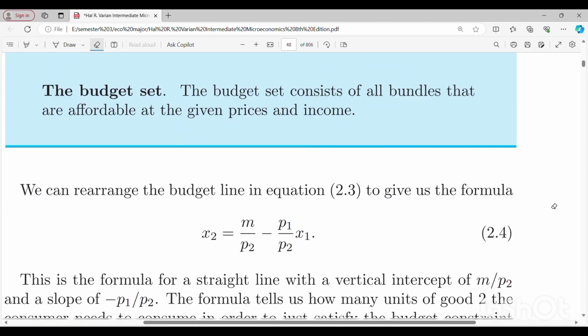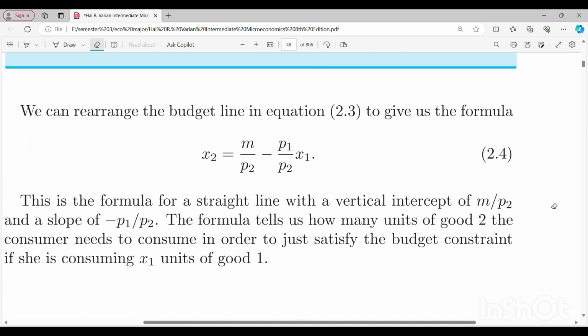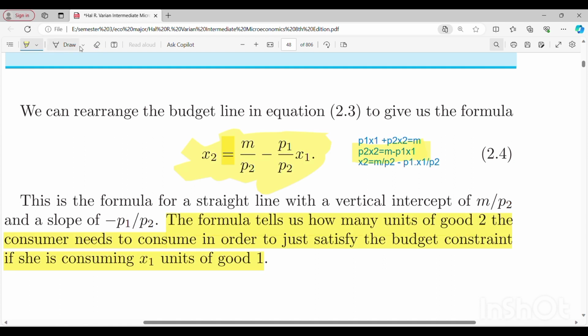Budget set, we have gone through that. Now we can arrange the budget line in equation form. P1 X1 plus P2 X2 is equal to M, we know the budget line equation. Then P2 X2 is equal to M minus P1 X1. We are taking this to the other side. Then we are taking P2 to this side, so both terms have to be divided by it. That is M by P2 minus P1 X1 by P2.